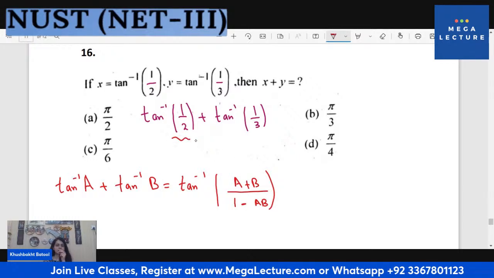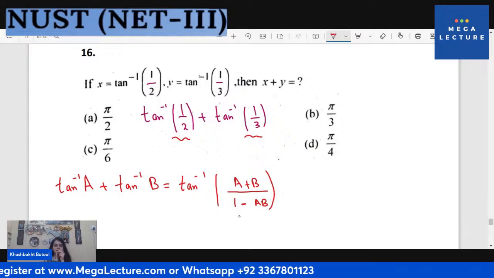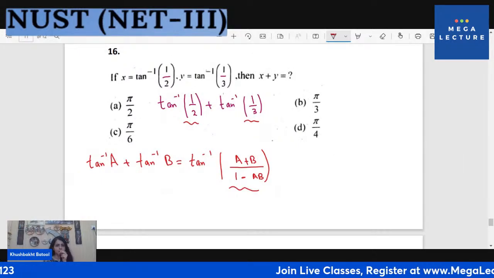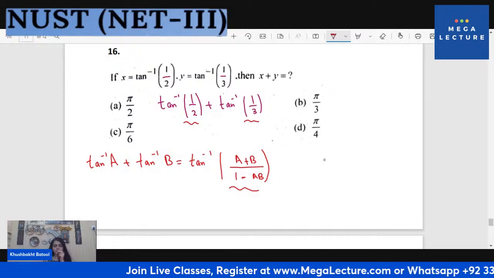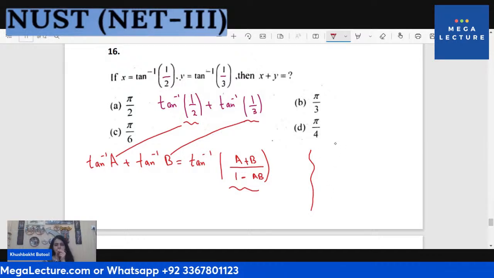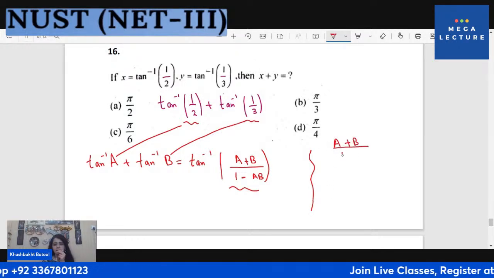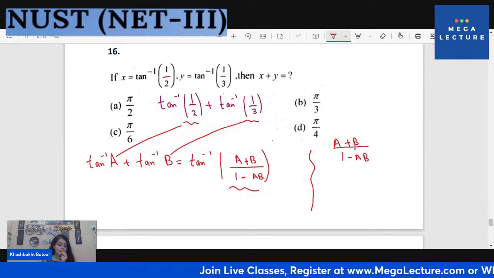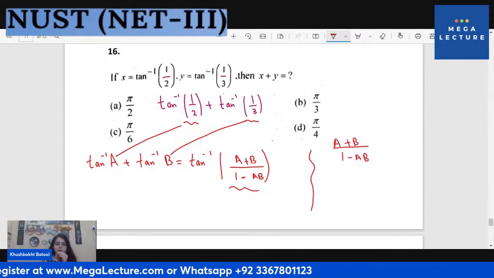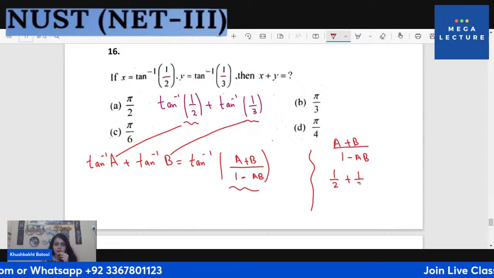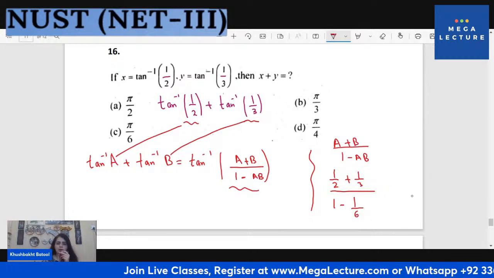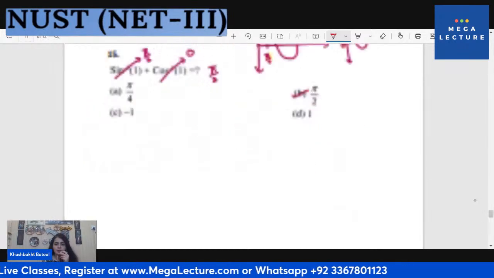Now you don't know what is the value of tan inverse 1 by 2, tan inverse 1 by 3. Let's see what would be A plus B divided by 1 minus AB, and we might be able to figure out that very value. A is going to be 1 by 2 and B is going to be 1 by 3 in this case. So we need to do A plus B divided by 1 minus AB. You know that A is 1 by 2, B is 1 by 3, divided by 1 minus 1 by 2 into 1 by 3, that is 1 by 6.